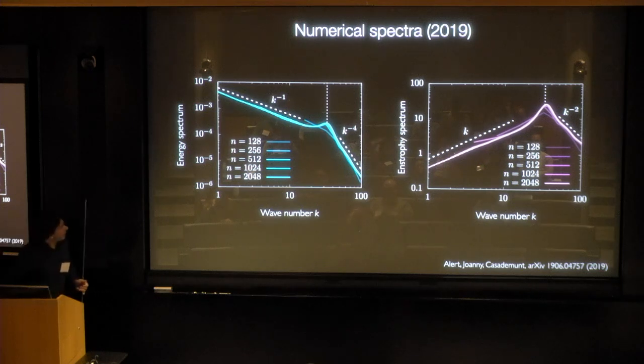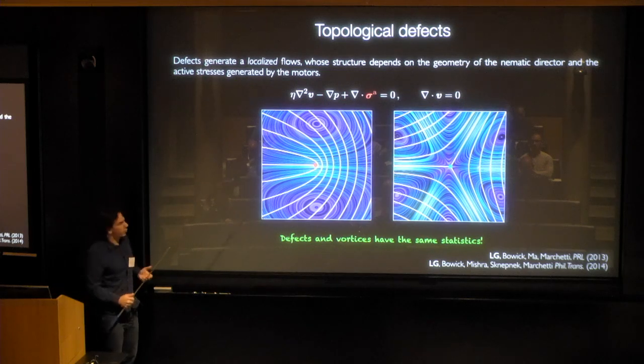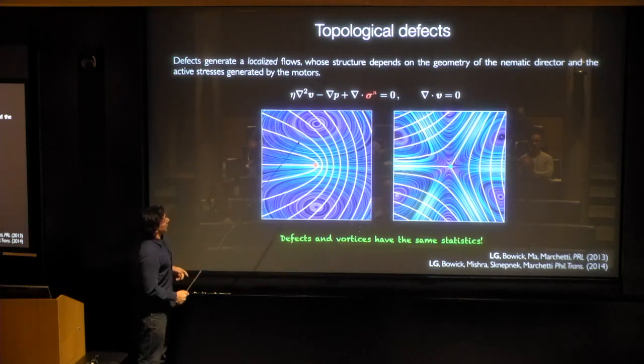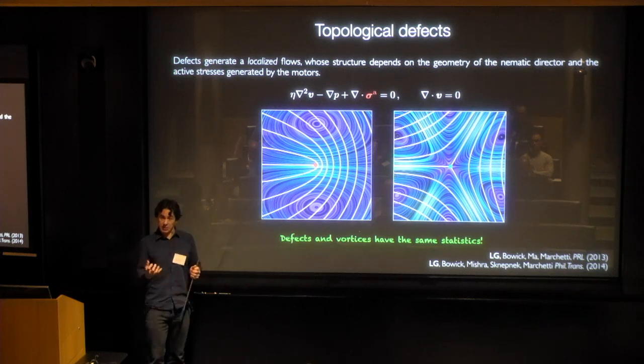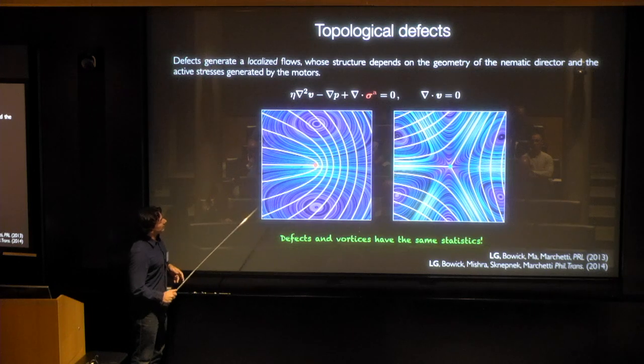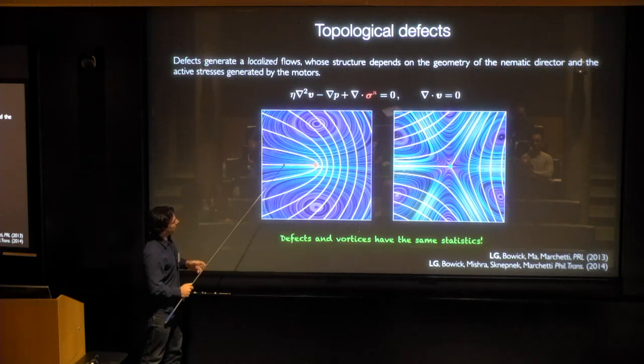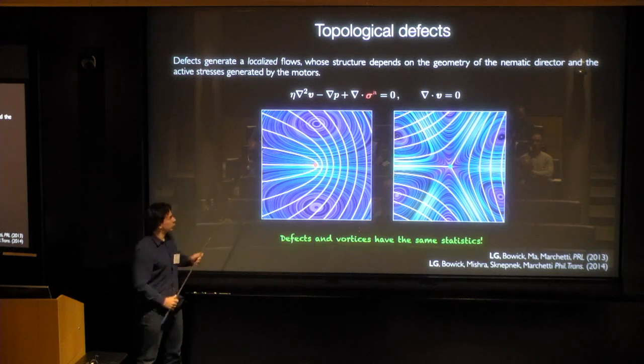Let me add a little bit of information about the defects. We heard about the defects that play an important role in this active turbulence. I just want to explain why they play an important role. Because somehow, as a consequence of these active stresses that are injecting force inside the system, the defects are able to actually generate flows. And these flows are very closely related to the geometry of the director field around the defect.